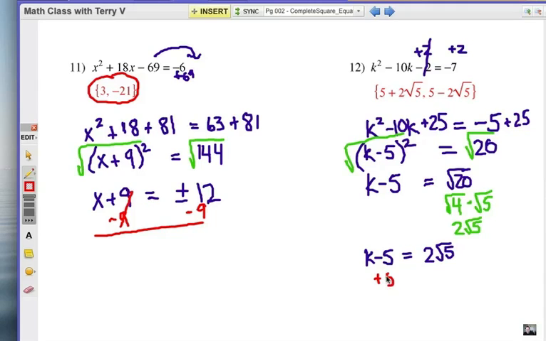So now I have to add 5 to each side, and this is the result. All right, now notice that I have a positive and a negative 2 radical 5. I can't forget that. So that's why I've got 5 plus 2 radical 5 and 5 minus 2 radical 5 to take care of the 2 possibilities with the square root. All right, some of these complete the square equation problems result in a square root symbol.